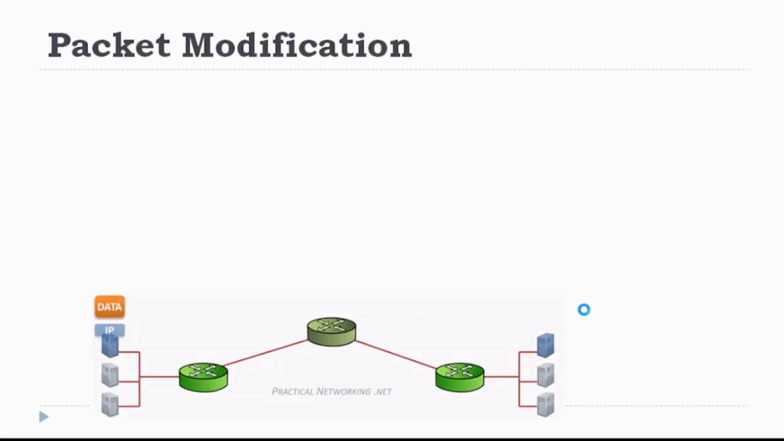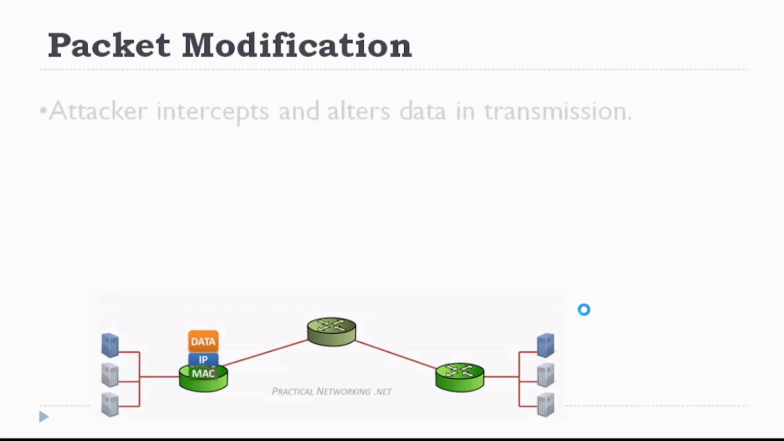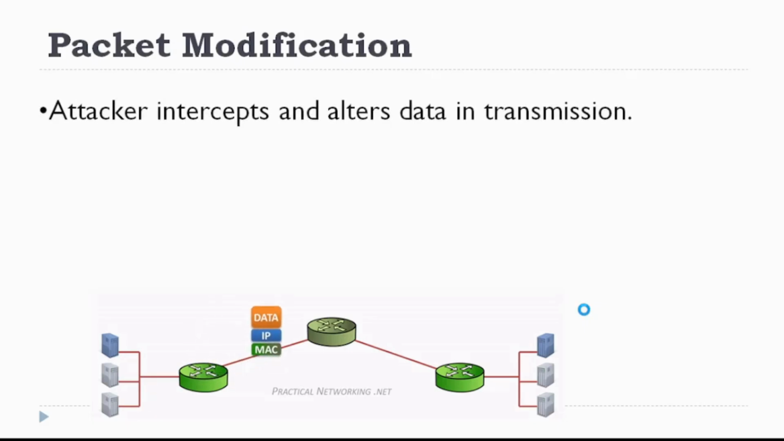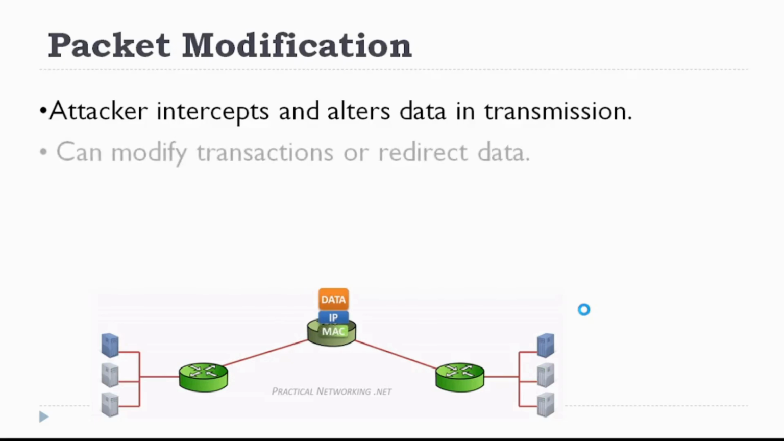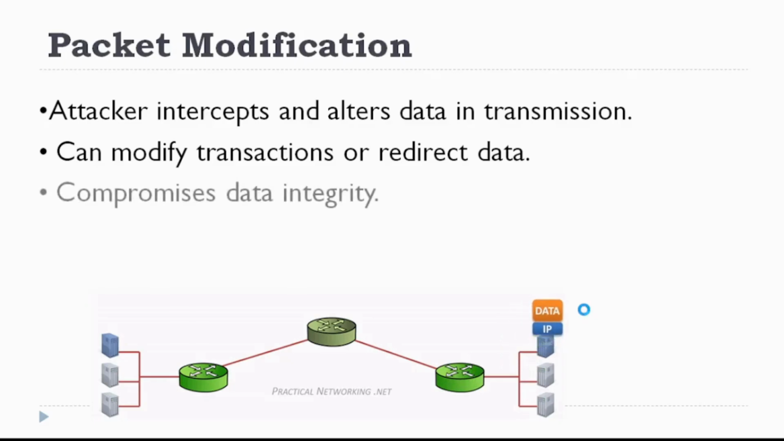Now let's discuss packet modification. Basically, packet modification involves intercepting and altering data before sending it onward. Attackers may change financial transaction values, redirect communication, or inject malicious content into the packet. This attack mostly compromises data integrity and trustworthiness.